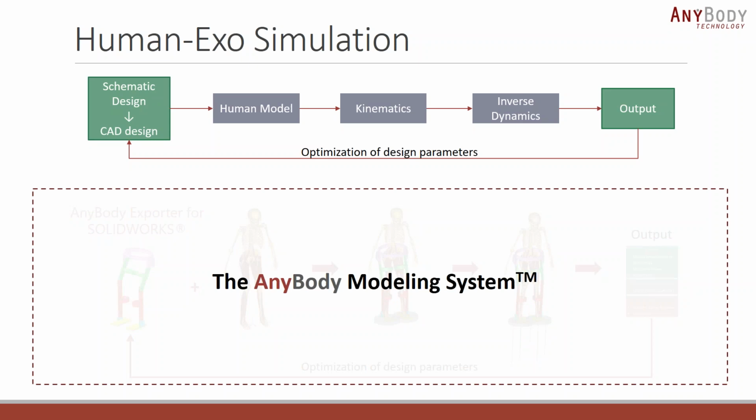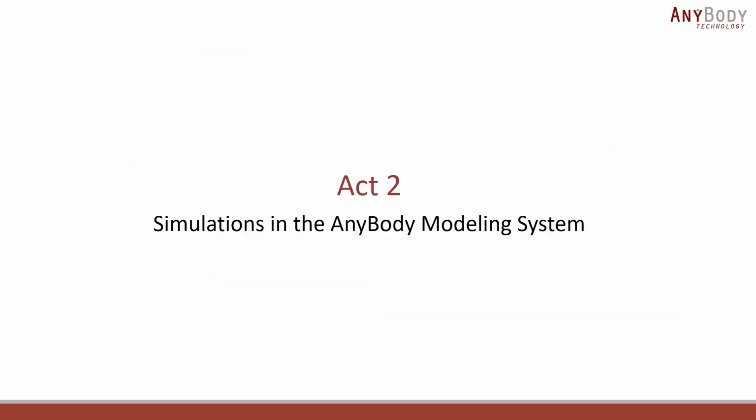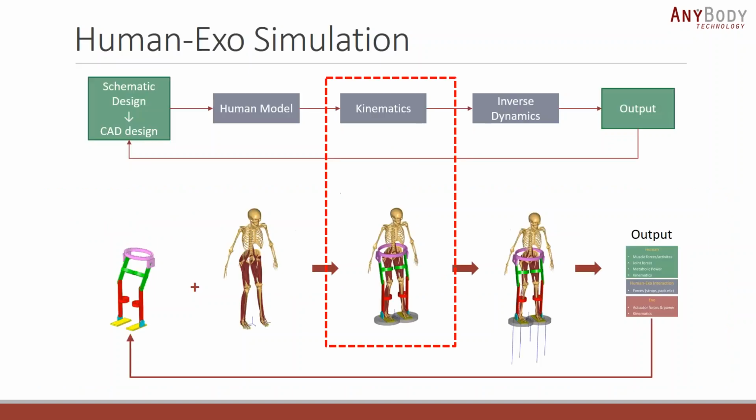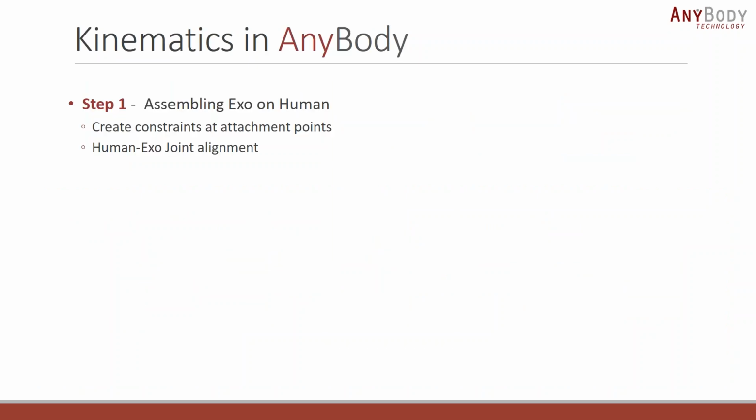So these are all the steps that we undertake in the Anybody modeling system. And we will look at each of these steps in greater detail. And this will form Act 2 of the presentation. Now, we'll take a look at both kinematics and inverse dynamics in more detail. So let us have a look at kinematics first. Let us see what exactly goes on inside kinematics.